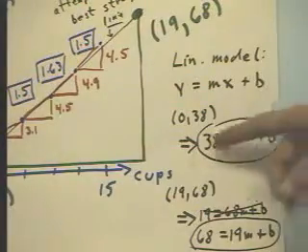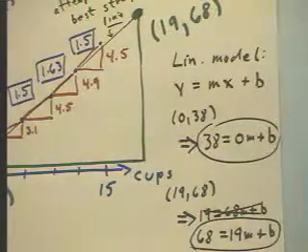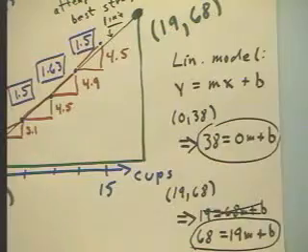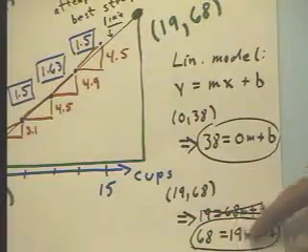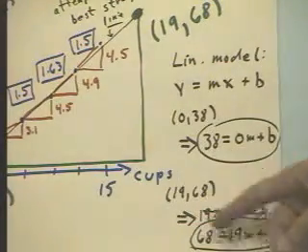Then we put in 0 for x and 38 for y. We get this equation, 38 equals 0m plus b. We put in 19 and 68. I started to put that in backwards. I'm real bad about doing that, and I've always got to check myself. Cross that out and put it in correctly: 68 for y, 19 for x.